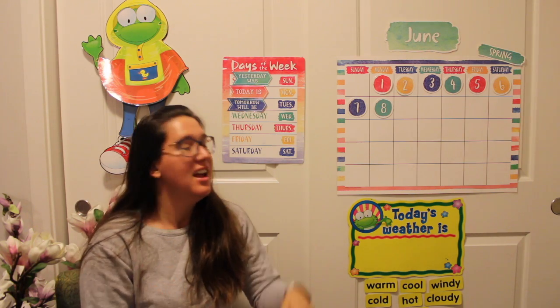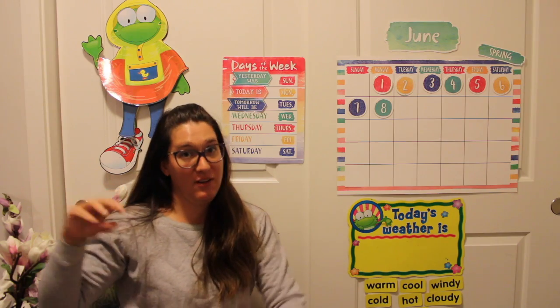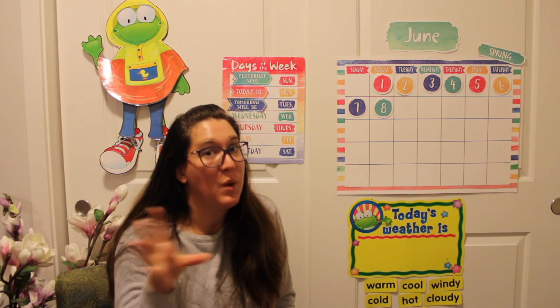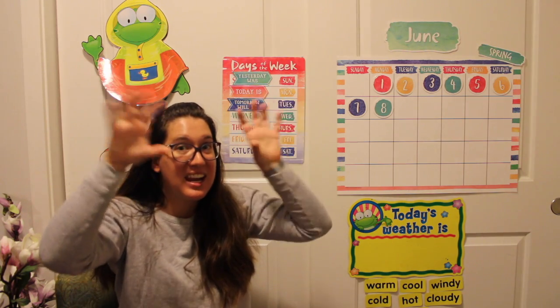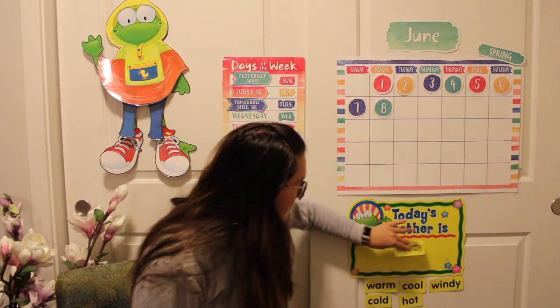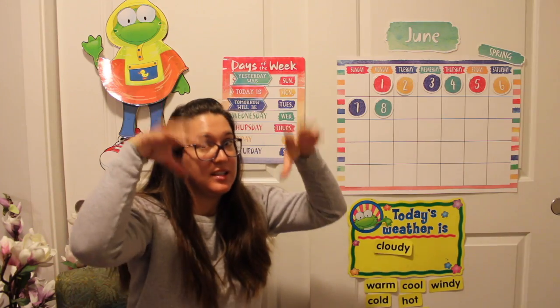Okay, let's figure out what the weather is today. So looking outside, we can see that it is very cloudy. And they're not just our normal white fluffy clouds, but they're gray, dark clouds, which means they're rain clouds. So we're gonna put cloudy and also a chance of rain.